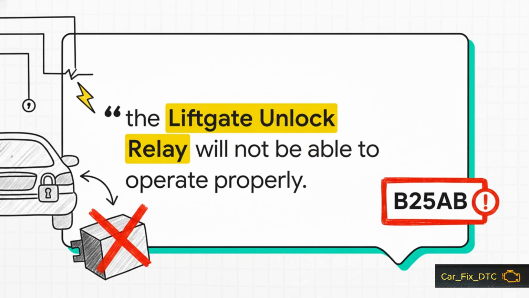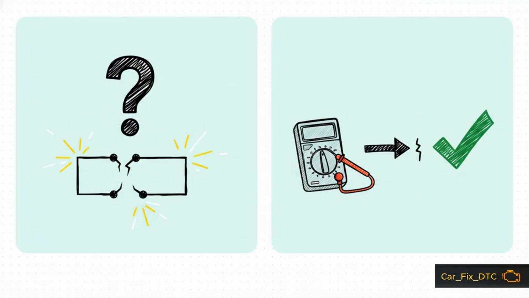And the car's computer, it's smart. It sees this failure instantly, and bam! It throws up that B25AB code to let you know something's wrong. So the fix for this is pretty straightforward. You grab a multimeter and you test the circuit for resistance.